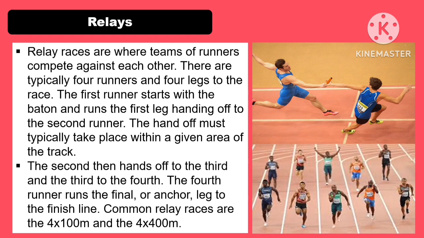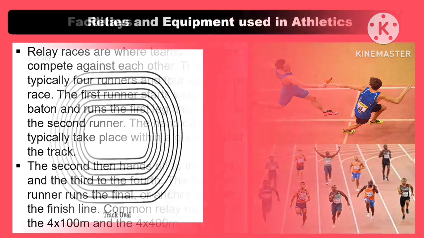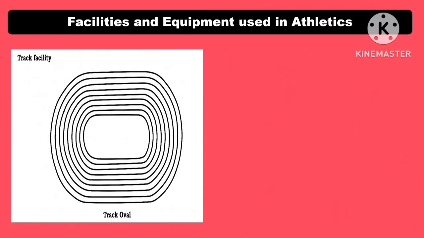The handoff typically must take place within a given area of the track. The second then hands off to the third, and the third to the fourth. The fourth runner runs the final or anchor leg to the finish line. Common relay races are the 4 by 100 meters and the 4 by 400 meters. The following are the facilities and equipment used in athletics.